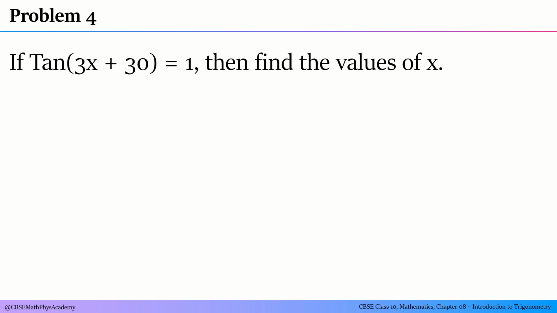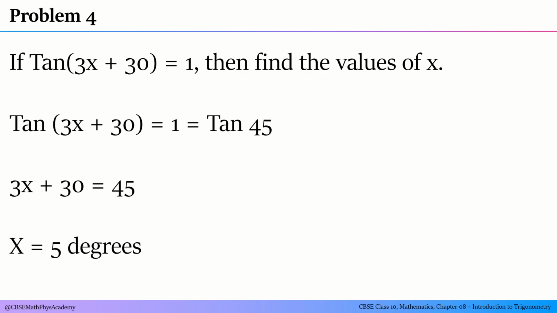Now a slightly different problem. Earlier you had two equations, with two unknowns, A and B, and you had to find A and B. Here you need to find only one unknown, that is x. So the approach remains the same. For which angle do you get 1? So tan of 3x plus 30 is equal to 1, which is nothing but tan 45.